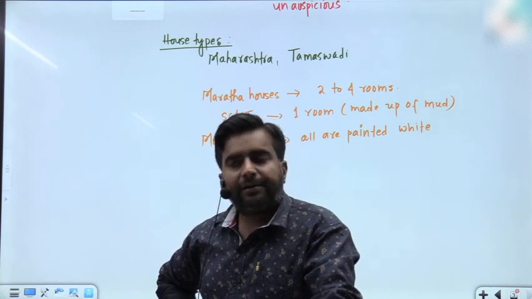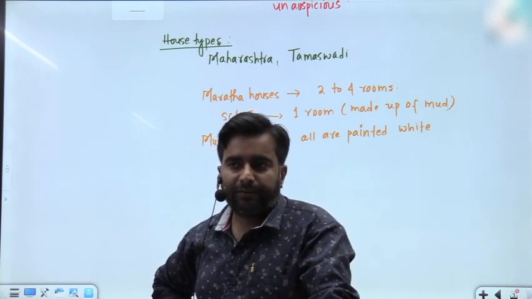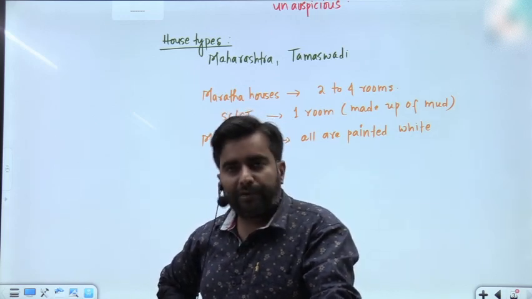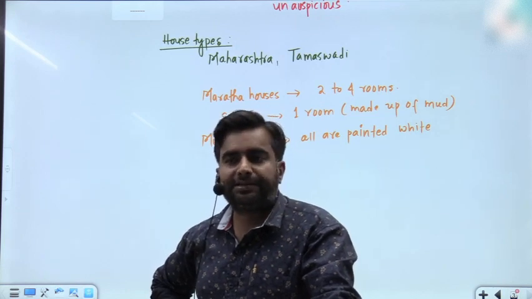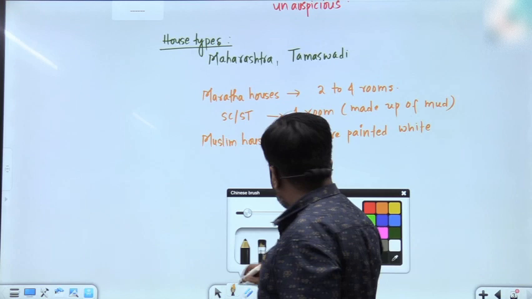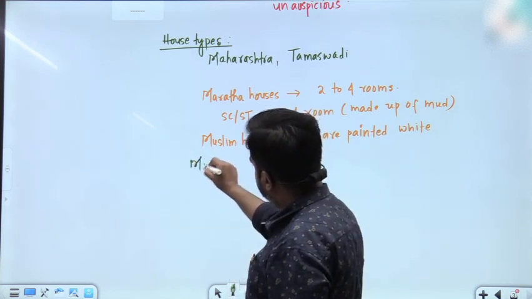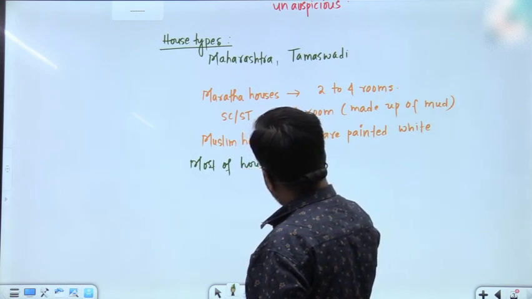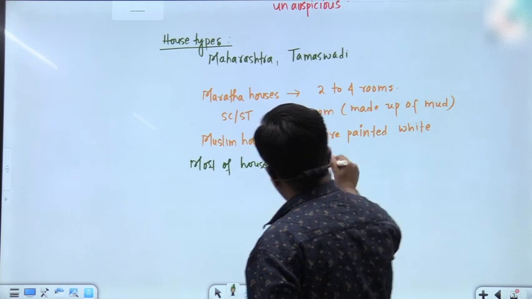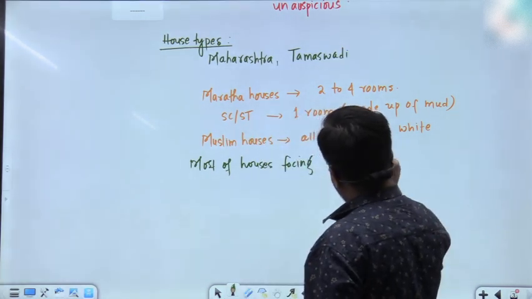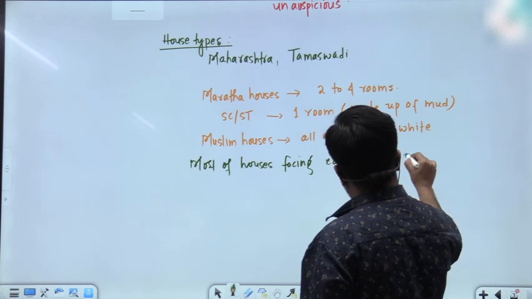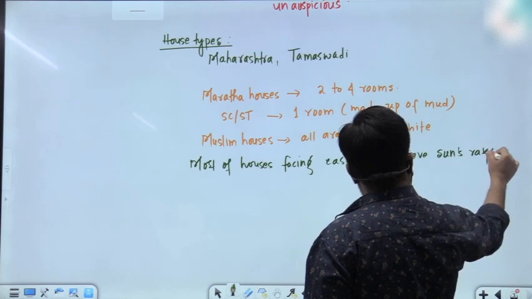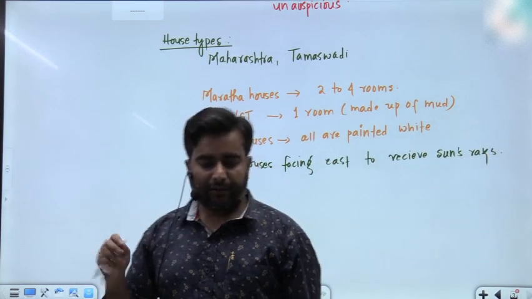And all the religions or all the castes know that the sun's rays are important. So most of the houses will be facing east, as the sun's rays are important. Most of the houses facing east, and it is beyond caste, religion or anything else.